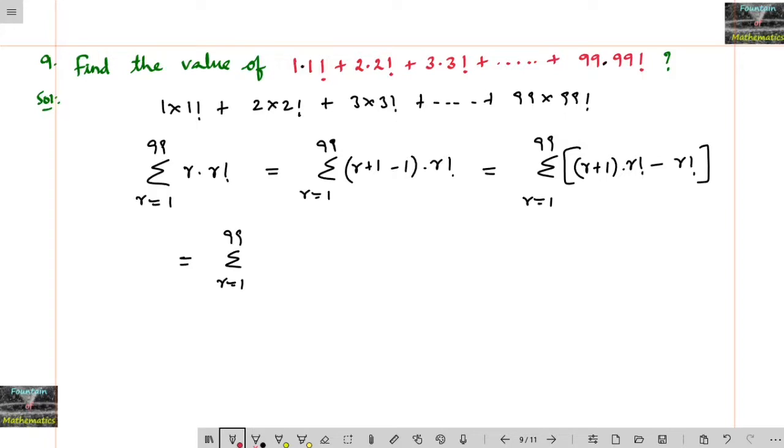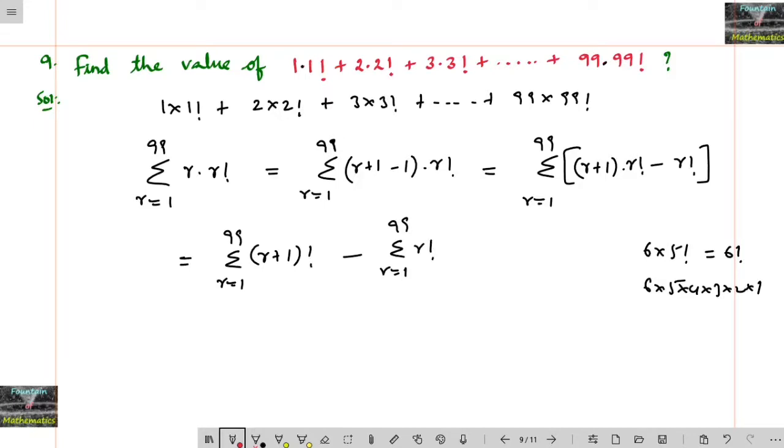Let me explain here. 6 into 5 factorial. What is 6 into 5 factorial? 5 factorial is nothing but 5 into 4 into 3 into 2 into 1. And if 6 is multiplied to that, it will become 6 factorial, right? Similarly, r factorial into r plus 1 will give r plus 1 factorial. This is r plus 1 factorial minus summation r is equal to 1 to 99 of r factorial.